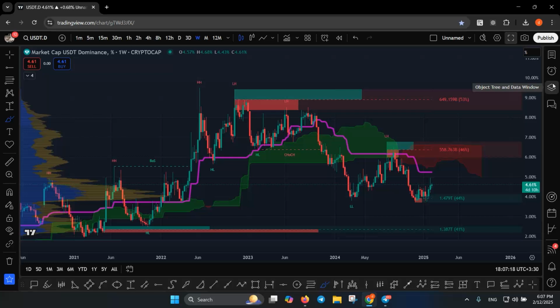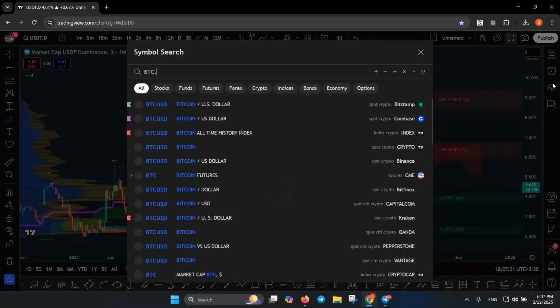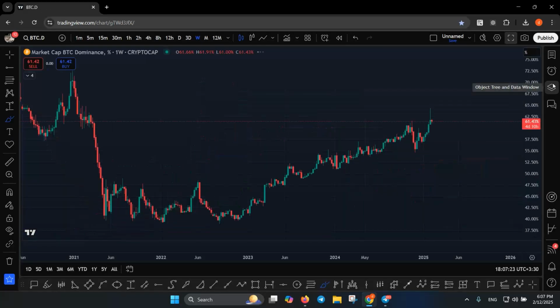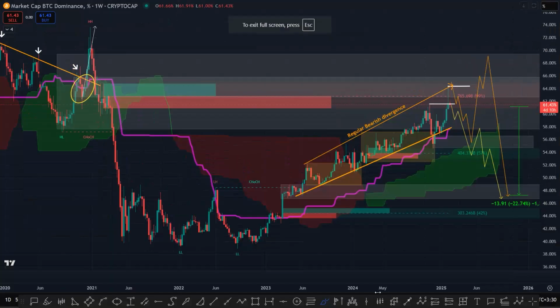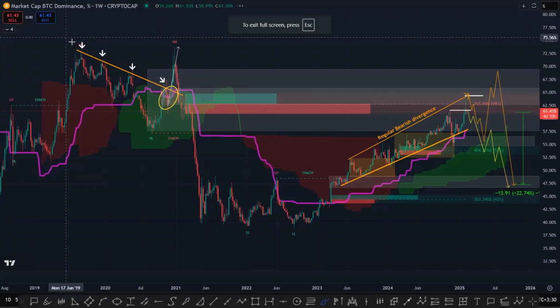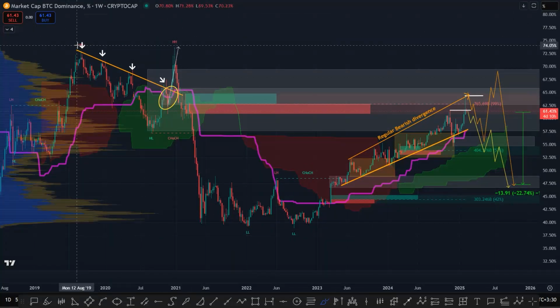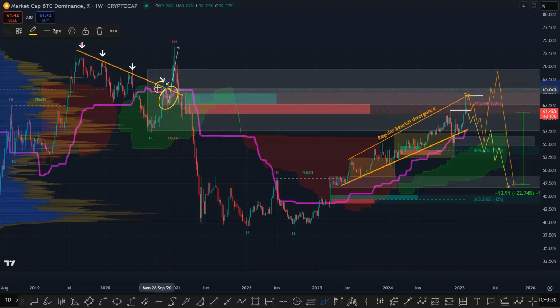If we jump into the Bitcoin dominance, as you can see, we had a trend line here and we touched it 3 times. The moment that we broke it to the upside, we pulled back, and most of the time, because there is a lot of liquidity above this trend line, we hunted it one time here. The possibility is to break it to the upside and continue.